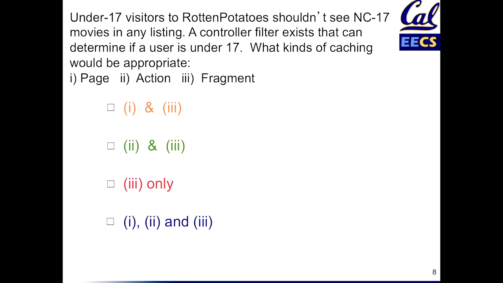So here's a question about caching to see if you understood these concepts. Suppose we have under-17 visitors visiting Rotten Potatoes. We don't want them to see any information about movies that are rated NC-17, because presumably they wouldn't be allowed to watch them anyway. And we already have a controller filter that correctly determines if a user is under 17 or not. So which kinds of caching could be deployed that would still be consistent with this goal? We have a choice of page caching, action caching, and fragment caching, as we just saw. And keep in mind that you can combine the different types of caching in one application. So which kind or kinds of caching would be appropriate in this situation?